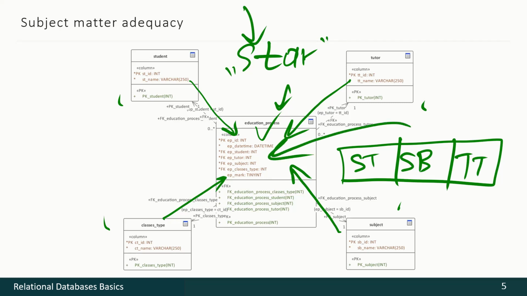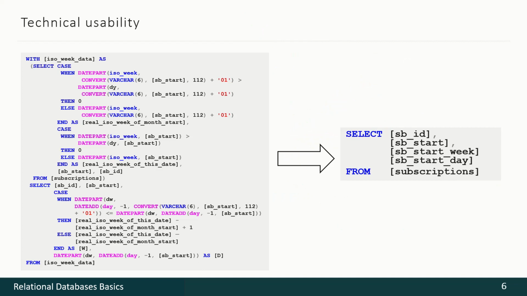The next requirement deals with technical usability. Technical. Here we do not speak about usability for end users, because those end users may even not know anything about databases or something like that. So what do we see here on this picture? We have to find out some specifics about a date.